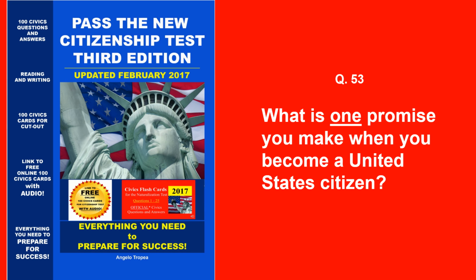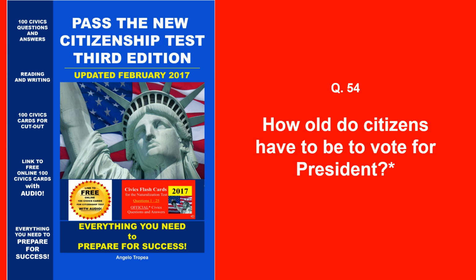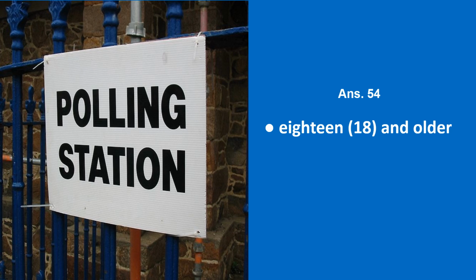What is one promise you make when you become a United States citizen? Give up loyalty to other countries, defend the Constitution and laws of the United States, obey the laws of the United States, serve in the U.S. military if needed, serve, do important work for the nation if needed, be loyal to the United States. How old do citizens have to be to vote for president? 18 and older.